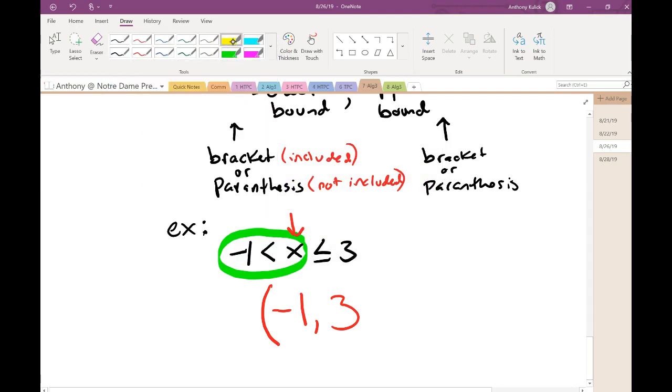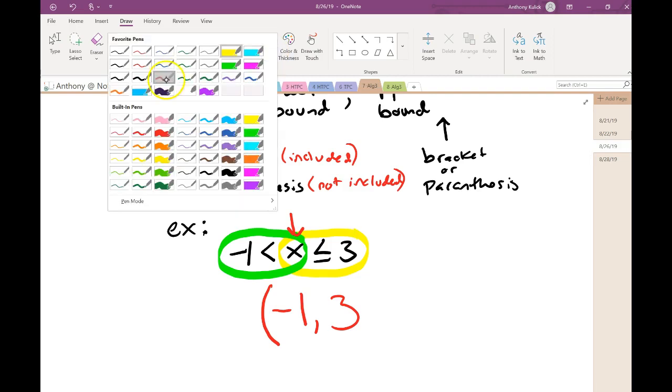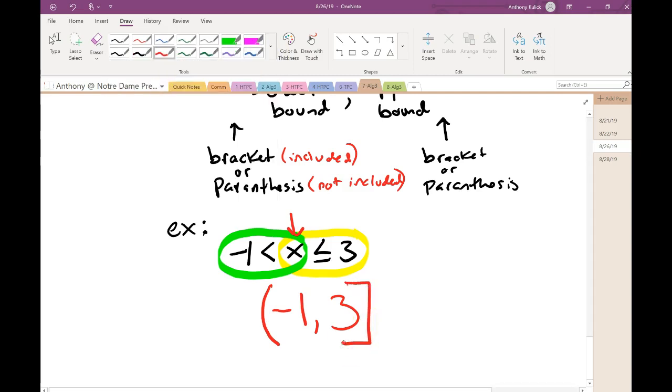Now let's consider the 3. If I put 3 in for x, the part that I'm really concerned with is the yellow part that I circled. Is 3 less than or equal to 3? That part is true. So here, I'll use a bracket. So this is what an interval looks like. So when I see this, I see that we're talking about the numbers between -1 and +3, not including -1, but including +3.